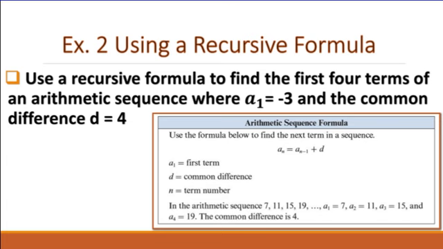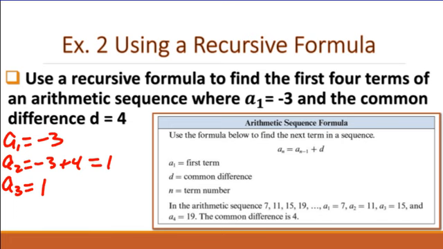Next one, our first term is negative 3. The common difference is 4. So I take my negative 3 and I add 4, which gives us 1. Our third term, start with our 1, so that's our second term, plus our 4 gives us 5. And our fourth term, start with our third term, which is 5, add 4 to it, we would get 9.